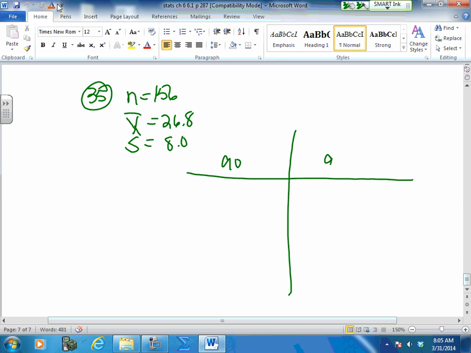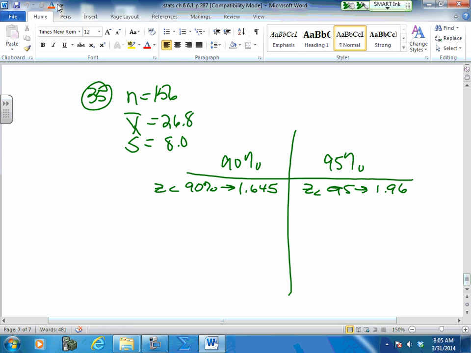Wait, how do you know it's 90? Because that's what the direction said. The direction's right above it. It's very simple. So, first thing we're going to do is find your ZC for a 90%. What is our ZC for a 90%? Look at your chart on your note page. 1.645. Okay, 1.645. What's your ZC for a 95? 1.96.